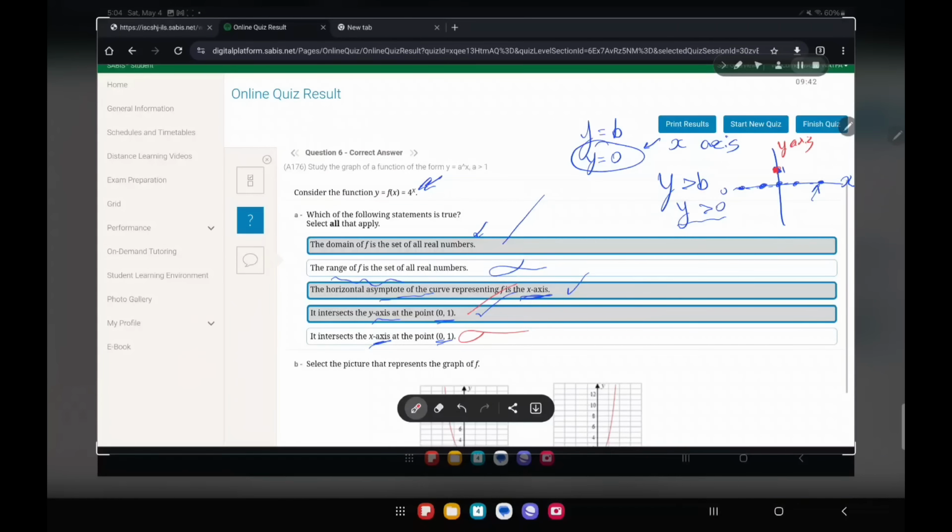So the only three here that are correct: the domain is all real numbers. The horizontal asymptote is the x-axis because y equals 0. It's this red line, which is the x-axis. And it intersects the y-axis at 0, 1, as does every other exponential graph.